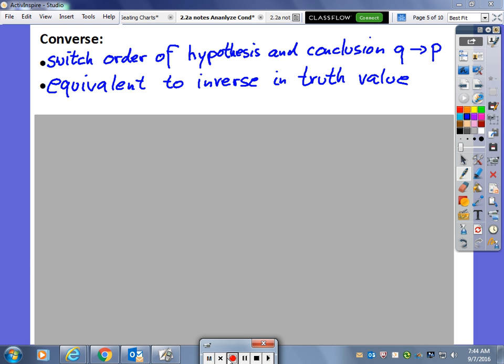The converse is equivalent to the inverse in truth value. Now, you haven't heard about the inverse yet. That will be in just a minute. But converse and inverse are equivalent in truth value. And all that really means is if the converse is true, then the inverse will always be true. And if the converse is false, then the inverse will also always be false.